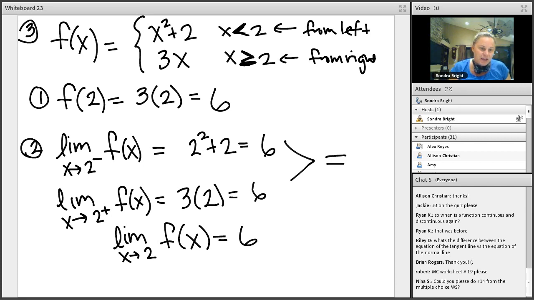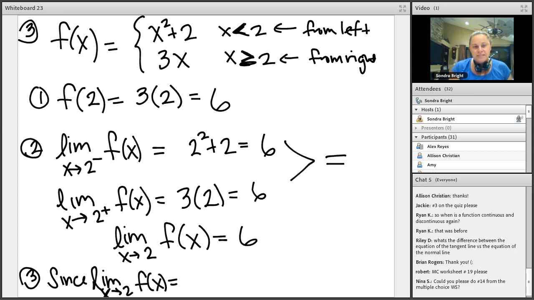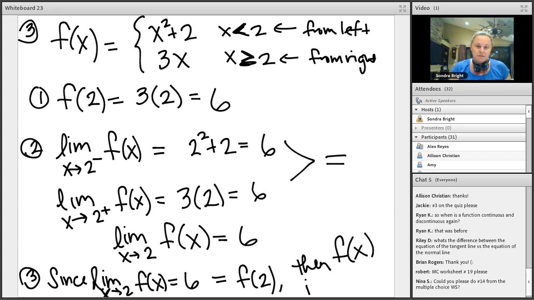And then part 3 of the continuity definition says since the limit as x approaches 2 of f of x is equal to 6, which is equal to f of 2 as well, then f of x is continuous at x equals 2.